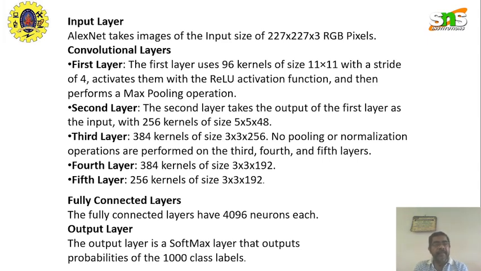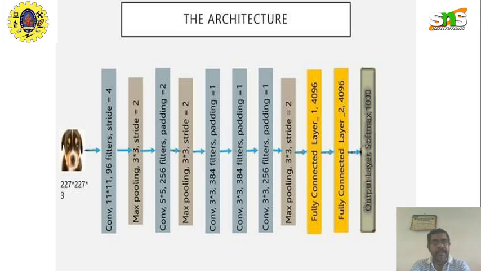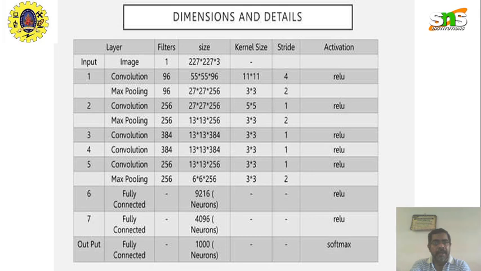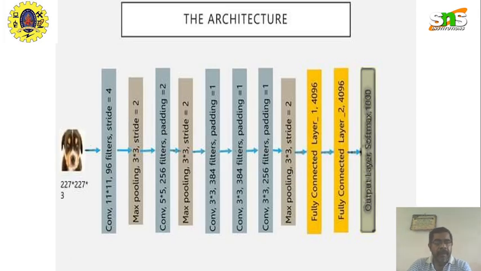Then we have the fully connected layers, implemented with the concept of softmax. The fully connected layers have 4096 neurons for each layer, so you multiply 4096 by 3. The output layer, as we already know, is implemented with a softmax layer that produces the probability of 1000 class labels. So this is the complete detailed architecture of AlexNet.